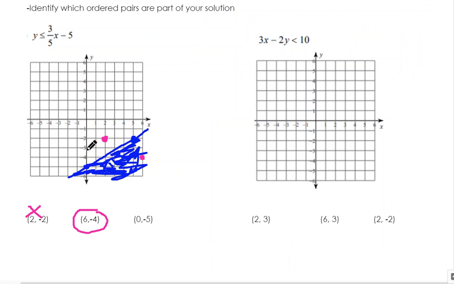All right, so let's see (0, -5). (0, -5) is right there. That's on our solid line. So if it's on a solid line, that is part of our solution. So out of the 3 choices they gave us, 2 of these work. This one and this one work. So this one's in the shaded region, and this one's on a solid line. Okay? All right, so let's try the next one.